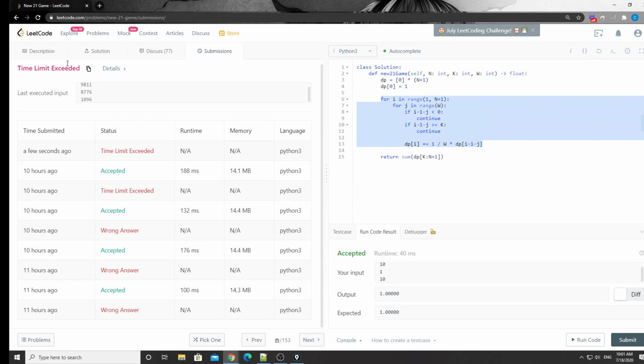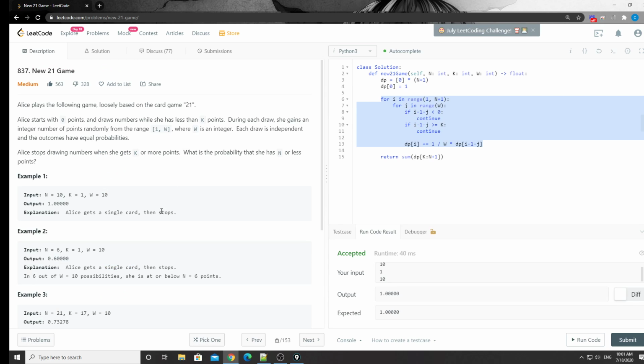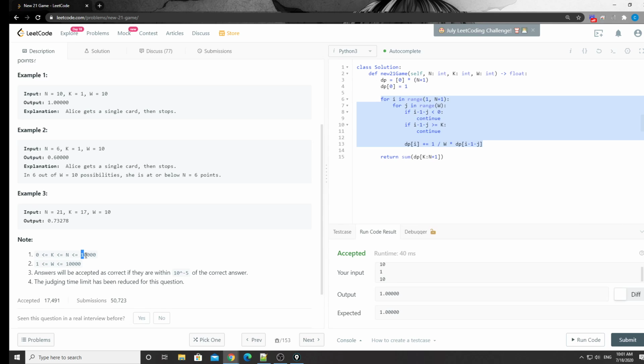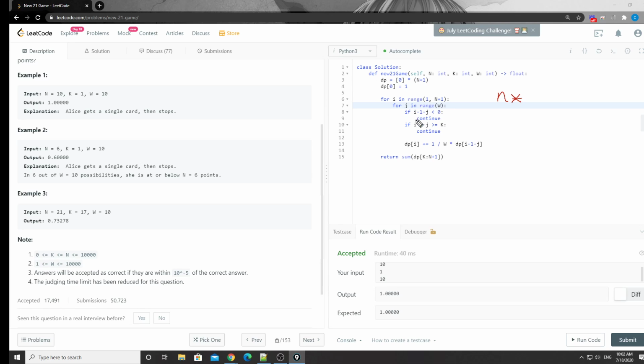So why is it TLE, right? Because the range of K and W is 10,000, right? Let's take a look at the time complexity here. Basically, the first for loop is N, right? And then the second one is W, but the W could also be 10,000, right? Basically, it's going to be N times N, an N square time complexity, which is why it timed out, right?